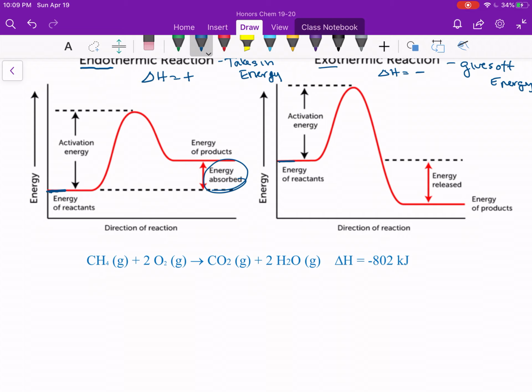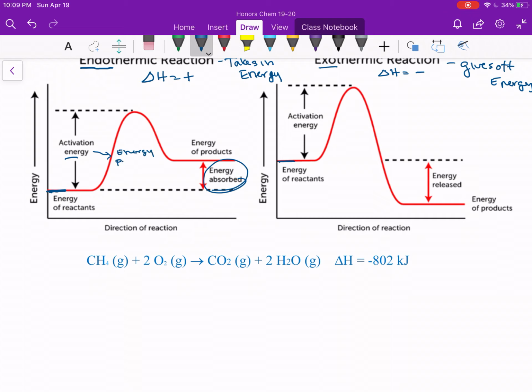Then, in order to get any chemical reaction to work, we have to put in energy, right? Activation energy is what we see here: the energy that you have to put in to get a reaction to start. So for activation energy, we're going to put in energy. And this goes for any chemical reaction. It doesn't matter if that chemical reaction is endothermic or exothermic, we're always going to put in energy.